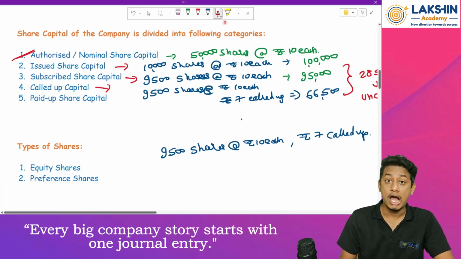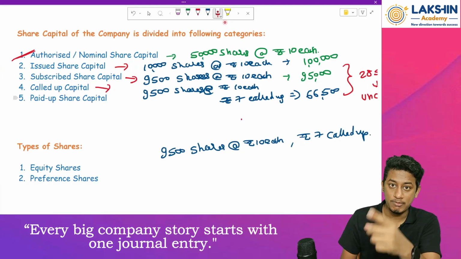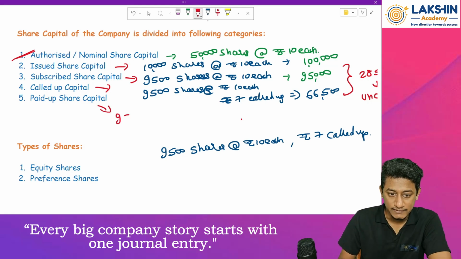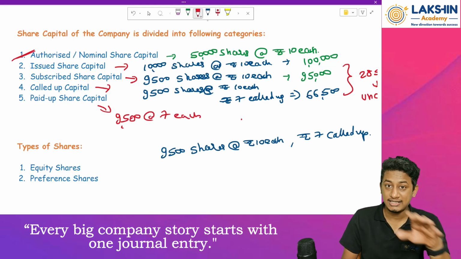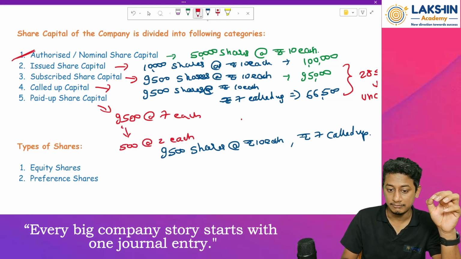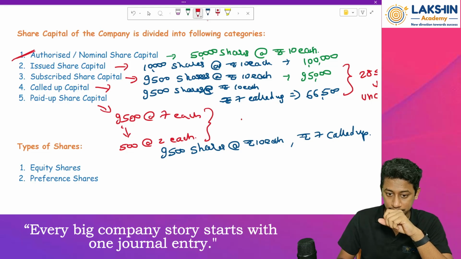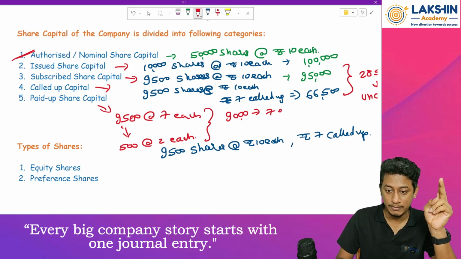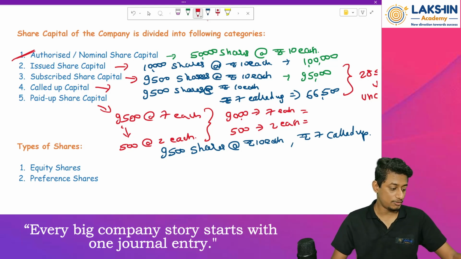Then we have paid up capital. What is paid up capital? How much of our money is actually paid up. So out of 9,500, we were supposed to receive how much? We were supposed to receive rupees 7 each, right? But let us say, out of this 9,500, some 500 shareholders have not paid the full money. In that case, the capital varies again. So 9,000 people have paid rupees 7 each share, whereas 500 people have paid rupees 2 each.